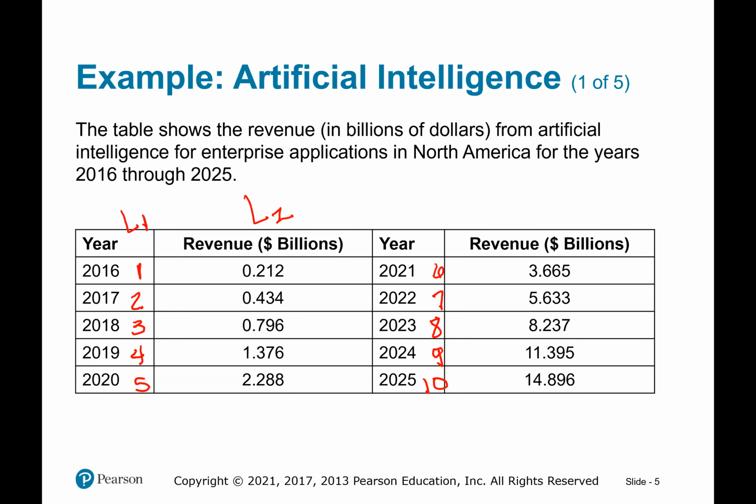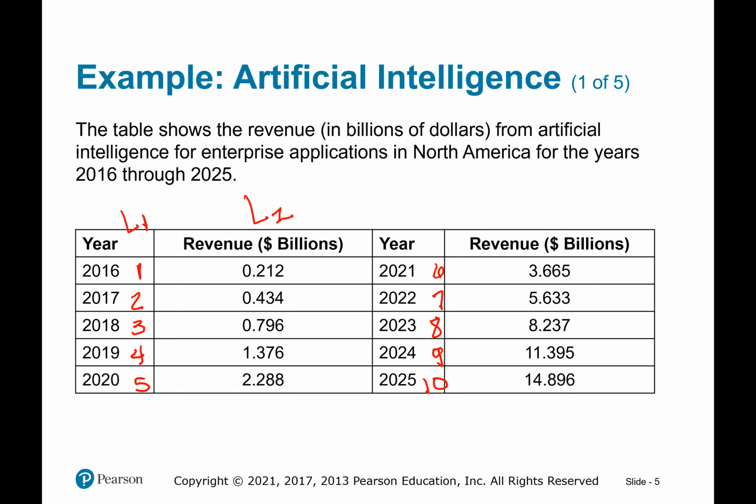To graph this, I'm going to do a zoom stat, zoom 9. That will set my window appropriately. It will set my window to fit my data. So I'm going to go zoom 9. And there we go.